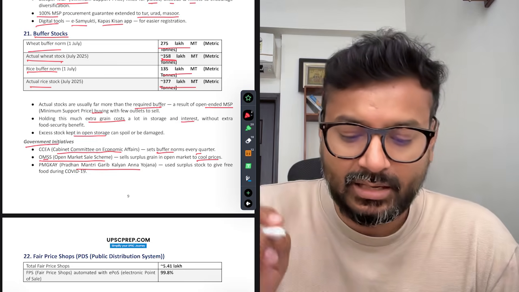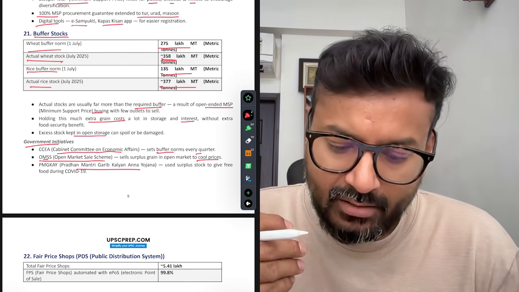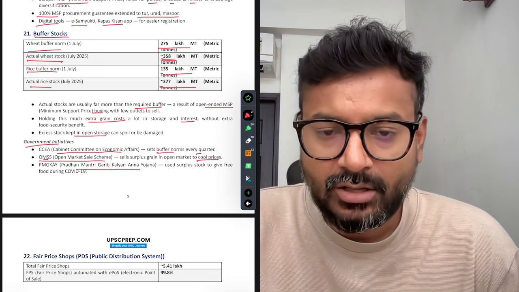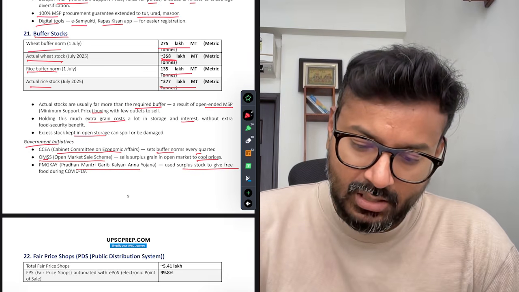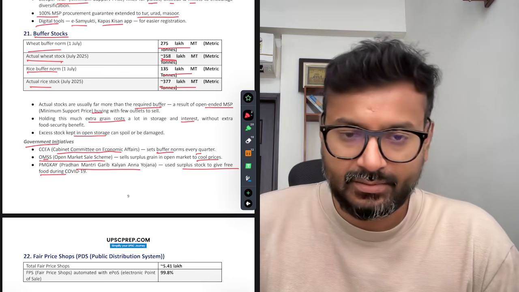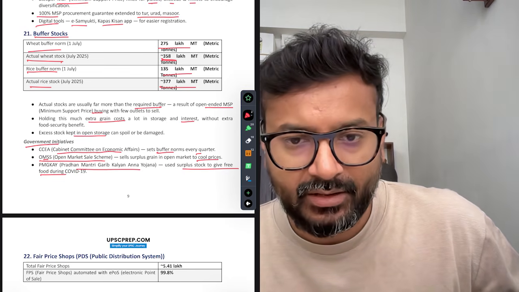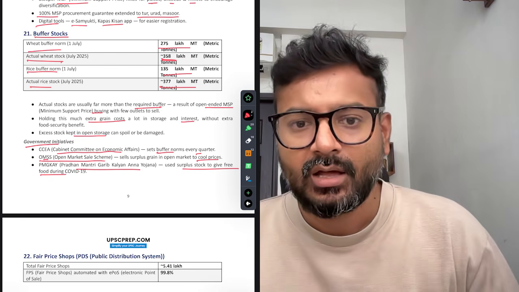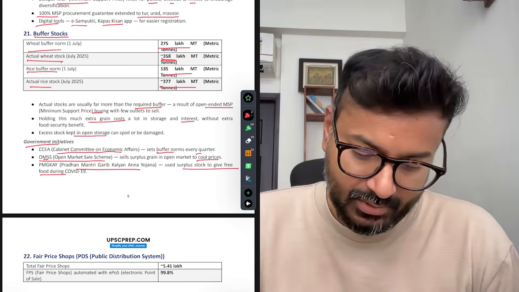Then the Pradhan Mantri Garib Kalyan Anna Yojana is there, which was started in COVID-19, where rather than subsidizing, the government is now distributing the grains for free. Okay, so surplus stock is used to give free food. Almost 80 crore to 85 crore of the population are given food for free through the fair price shops.